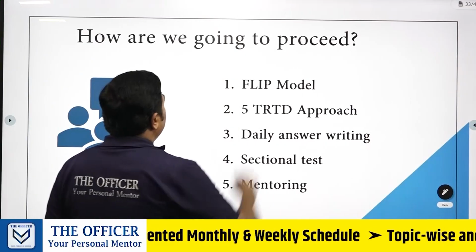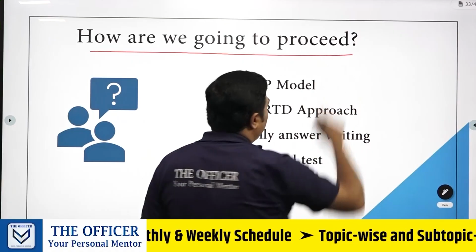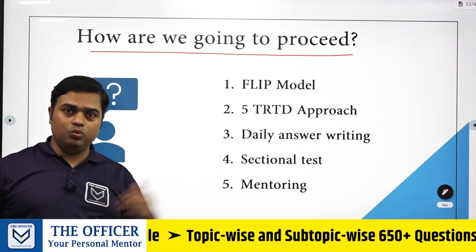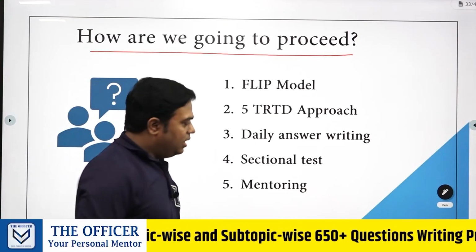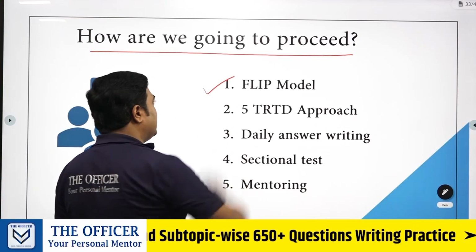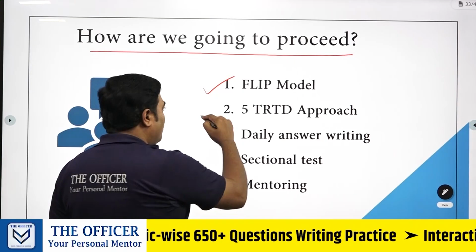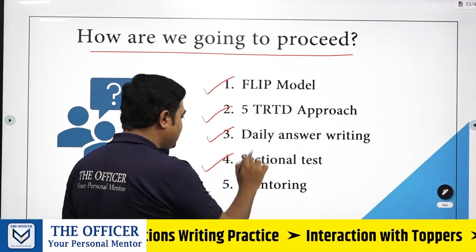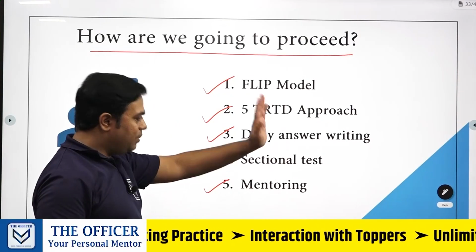Now, how are we going to proceed? What will be the nature of our class? Here, folks, we will focus upon the flip model. We will use the 5 TRD approach: daily answer writing, sectional test and mentoring. Everything will be there. But how?